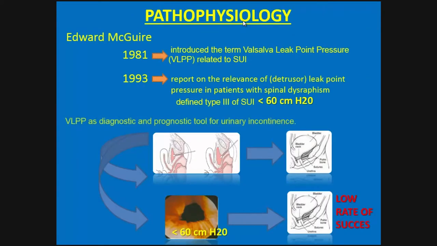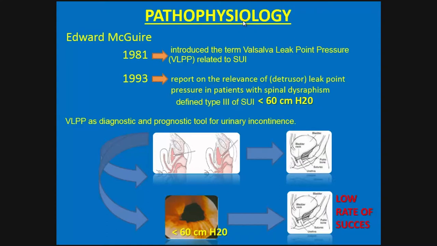We go first to a little pathophysiology. I won't talk very much about it, but since Edward McGuire in 1993 reported the relevance of the detrusor leak point pressure in patients with spina bifida, he defined stress urinary incontinence type 3, and he found that in 76% of the patients who have a Valsalva leak point pressure of less than 60 centimeters of water, there is always a leak. So the Valsalva leak point pressure began to be used as a diagnostic and prognostic tool for urinary incontinence.